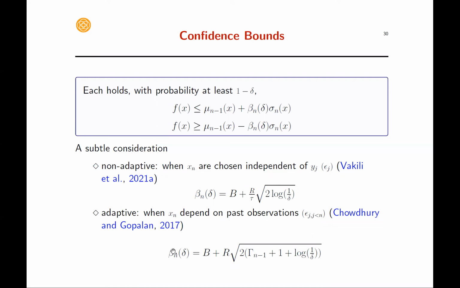So if they depend, we have this more complex, larger confidence interval multiplier, which depends on the complexity of the function class. But if they don't, then we have a simpler confidence interval multiplier, which is pretty much the same thing except for this gamma, the function class complexity. But this subtle difference actually becomes quite important in the regret analysis, as we will see later. I will show you why this is very important.